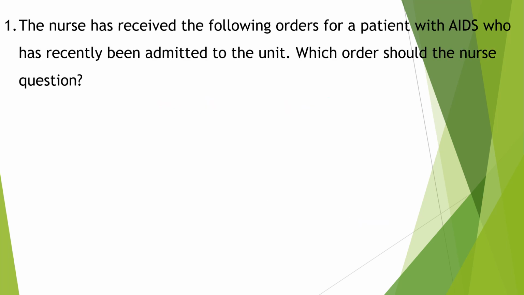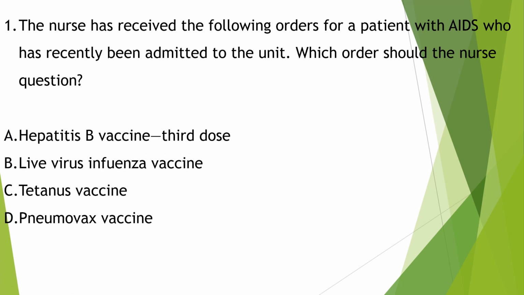The nurse has received the following orders for a patient with AIDS who has recently been admitted to the unit. Which order should the nurse question? Hepatitis B vaccine third dose, live virus influenza vaccine, tetanus vaccine, pneumovax vaccine. So here live virus vaccines are contraindicated in HIV positive patients, and all other vaccines we need to give. An updated immunization should be given to the patient to protect from infection.